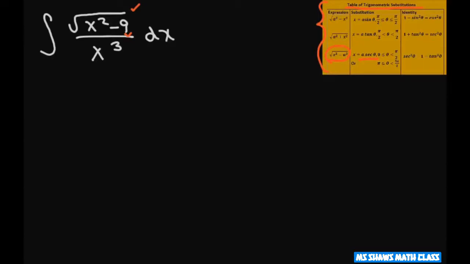So on this one, for our substitution, let x equal 3 secant theta, with this being our restrictions. We're either in quadrant 1 or quadrant 3. So let's take our derivative. That's going to be 3 secant theta tan theta d theta.